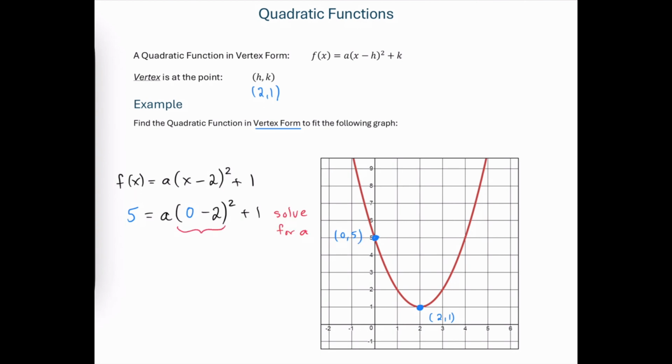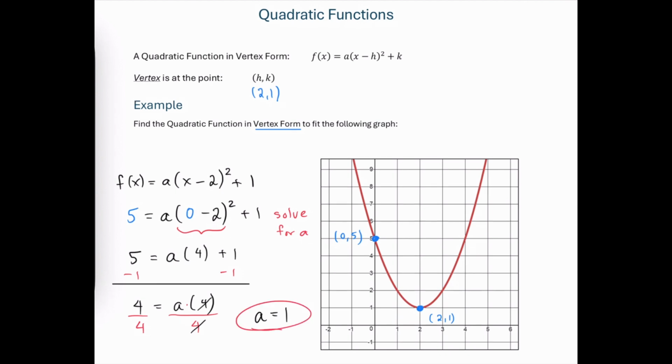First, let's simplify this. 0 minus 2 is negative 2. Quantity squared is going to be positive 4. So we have 5 is equal to a times 4 plus 1. We then subtract 1 from both sides and get 4 is equal to a times 4. And then to solve for a, we simply divide both sides by 4. And we get that a is equal to 1.